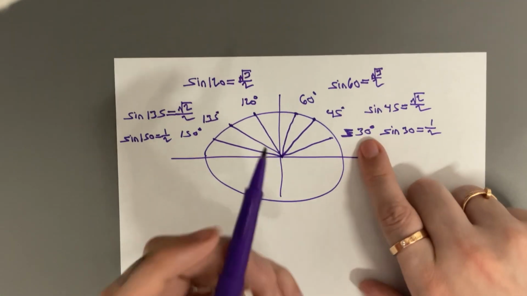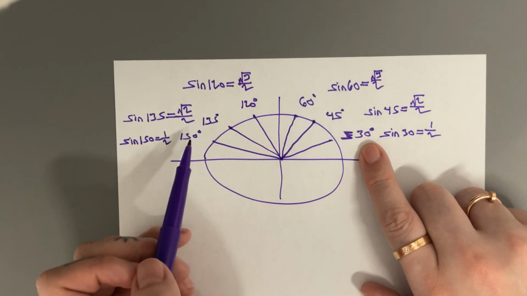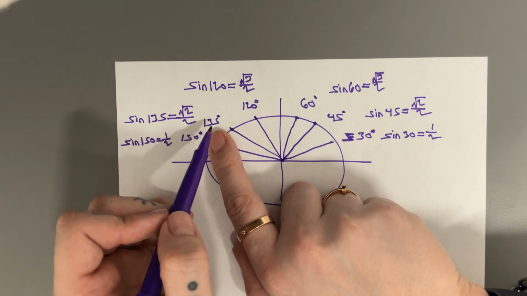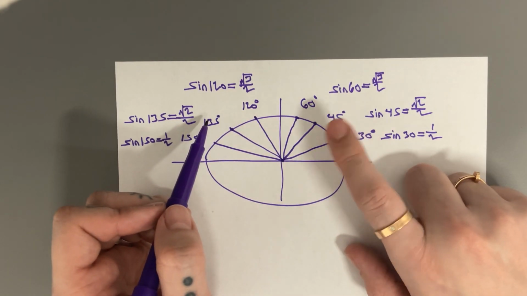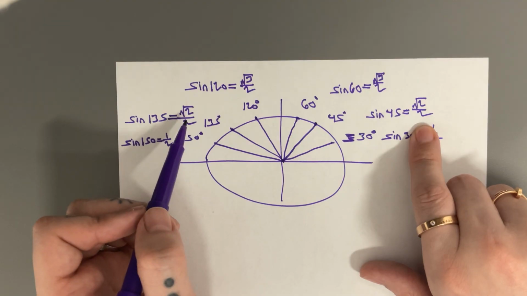If I got 30 degrees for my angle, I would find the supplement, and I would also do 150 degrees. Whereas if I got 135 degrees for my angle, then I would also need to find the supplement, and I would also do 45 degrees. That's because we get the same sine value. Okay, so coming back over here.